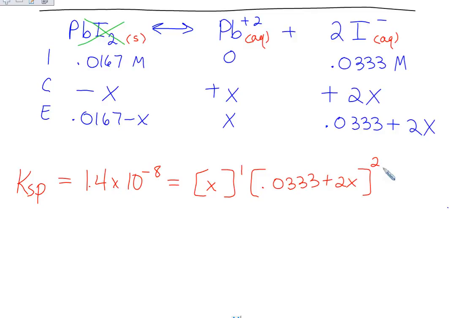I don't want to solve for x, but I do want to use the 5% rule just one more time. If this goes forward and we do produce a little bit of lead and a little bit extra iodine, it's not going forward by much. This K value is really small. So let's simplify our calculations by getting rid of that plus 2x. I mean, we have to leave an x in the situation, but if we're adding x or subtracting x, we could get rid of that to simplify our calculations.